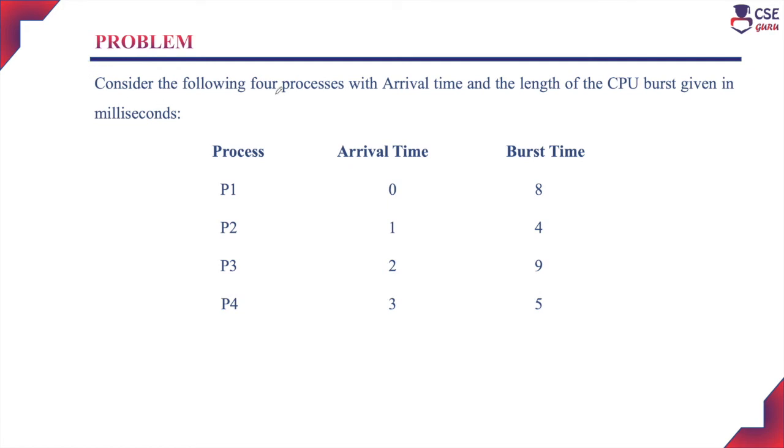Consider the following four processes with arrival time and the length of the CPU burst time given in milliseconds. There are four processes. Process P1 with arrival time 0 and burst time 8. Process P2 with arrival time 1 and burst time 4. Process P3 with arrival time 2 and burst time 9. Process P4 with arrival time 3 and burst time 5.